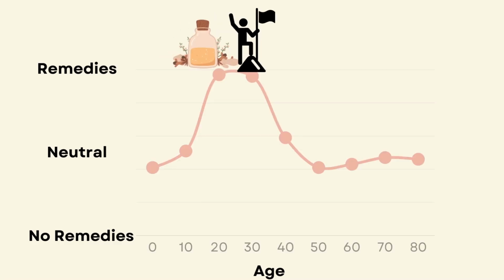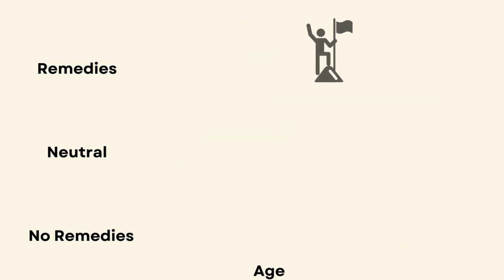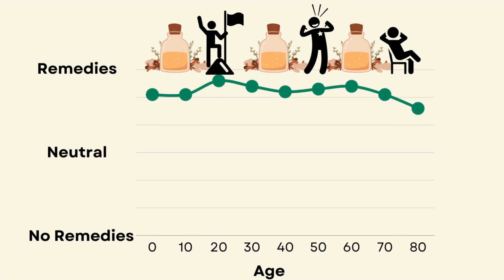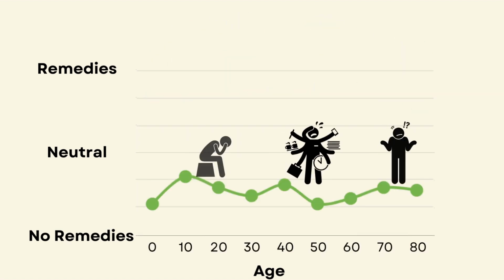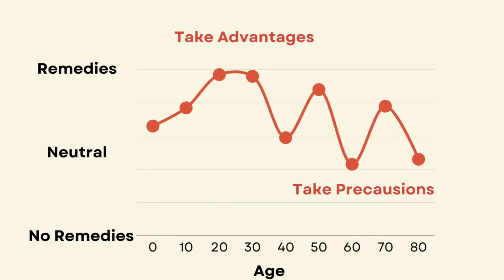Some people's remedies came early in life, so they're likely to achieve life's peak early on. Some people's remedies came a bit late in life, so they can enjoy the rewards of their hard work after many years. Some people are very lucky. They have remedies most of their lives, so they are living a joyful and prosperous life. While some, unfortunately, have no good remedies in their life, so they may face a lot of challenges. Therefore, knowing your favorable element is very important so that you can take advantage of the positive phases and take precautions during unfavorable ones. There's another simple way to understand this.